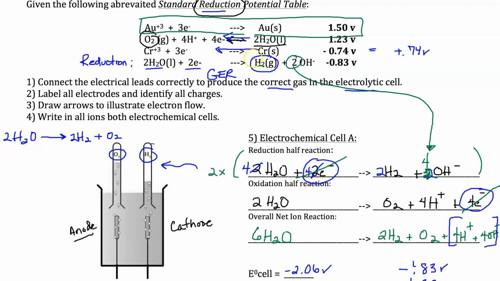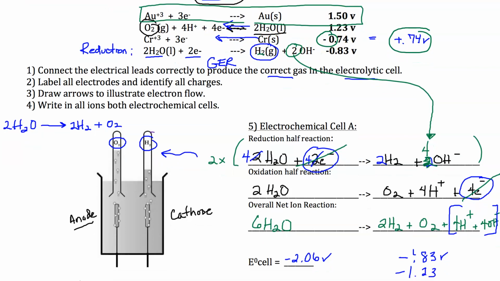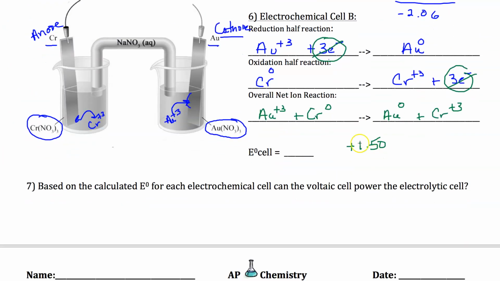So chromium 3+ is going to reduce. This one's going opposite. Chromium is going to oxidize. It's going to go this way. So it's going to be positive 0.74. We're going to flip this sign because it's going in the reverse. So positive 0.74 volts.